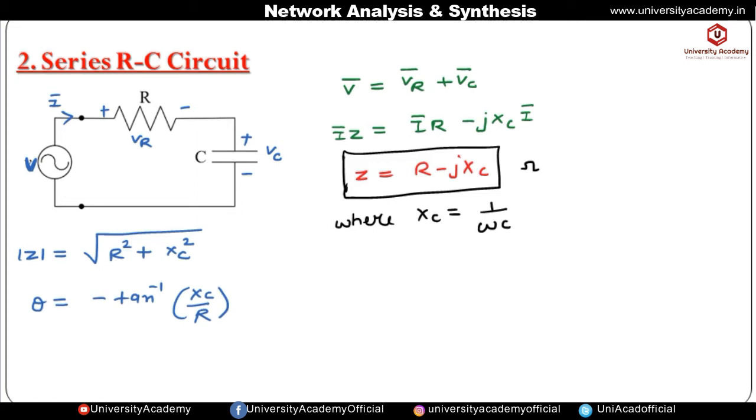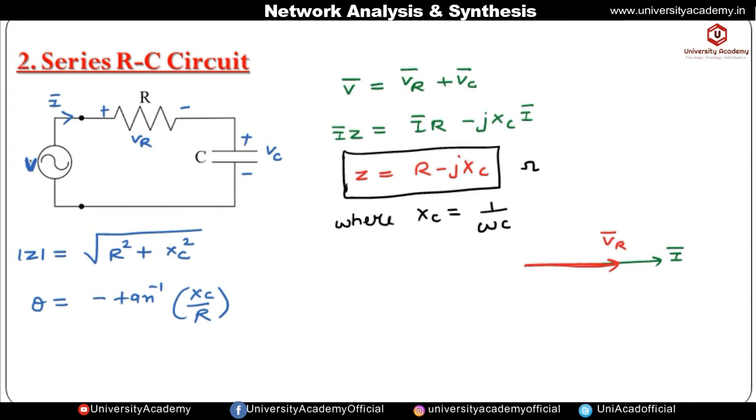Now let us draw the phasor. So this is a series RC circuit. In series, the current remains the same, so let us take the current phasor as the reference. Now VR is the voltage drop across this resistance. In case of resistance, voltage and current are in phase, so this voltage drop across the resistance will be in phase with the current I.